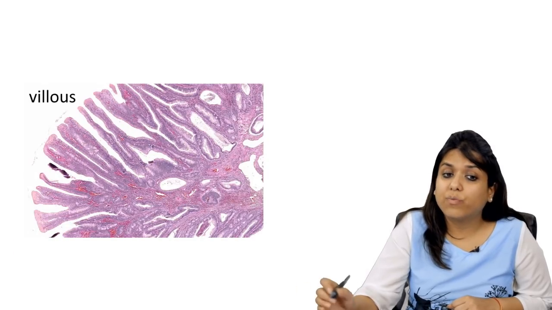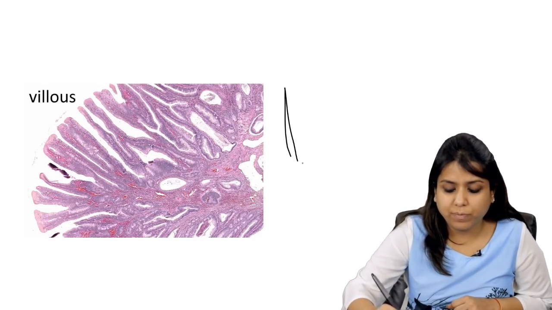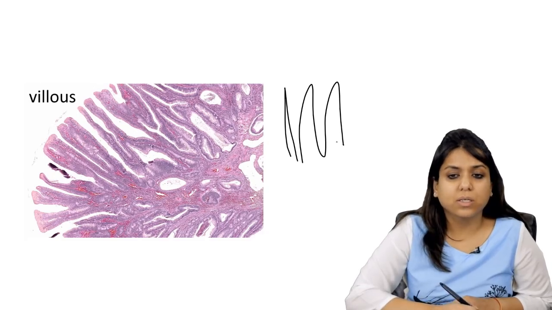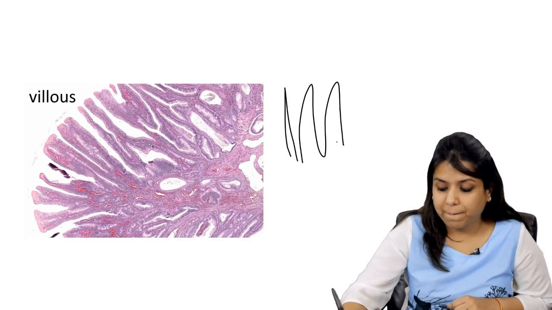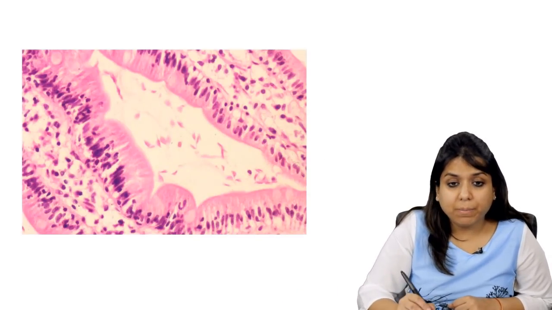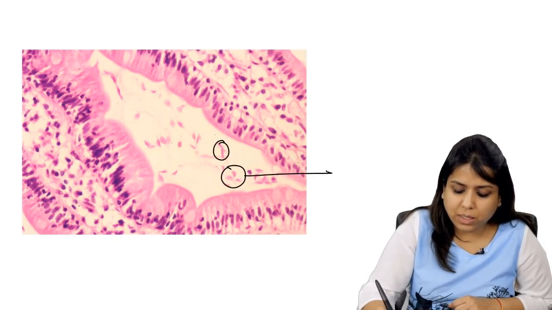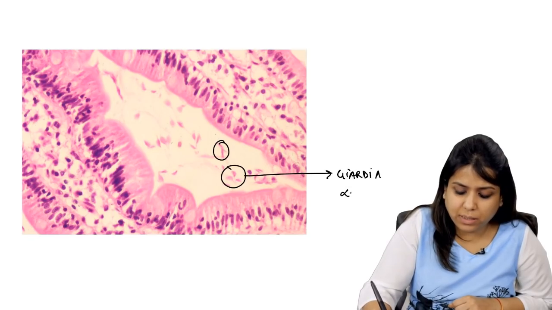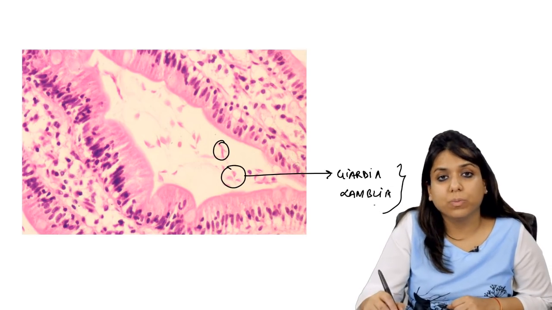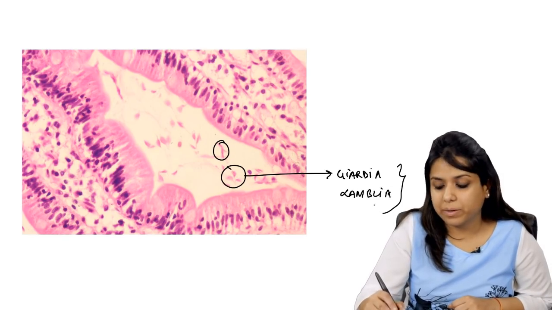And this is a villous polyp. Can you appreciate villi-like structures? This is a villous polyp. This image shows these cells. These cells are basically Giardia lamblia. Can you appreciate these cells? These are not cells, this is a microorganism in the lumen. This is Giardia lamblia. Clear?